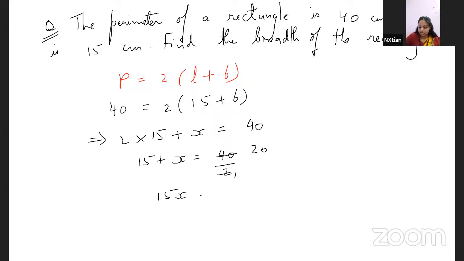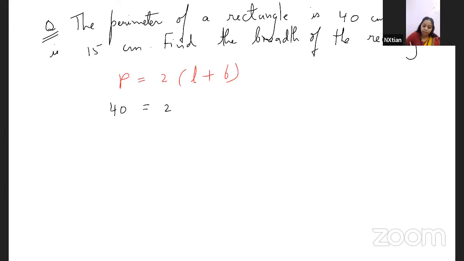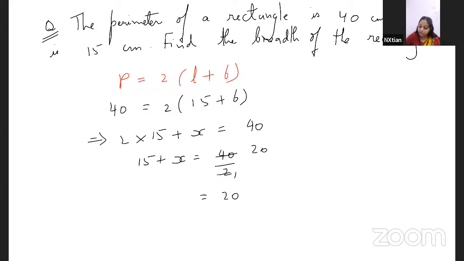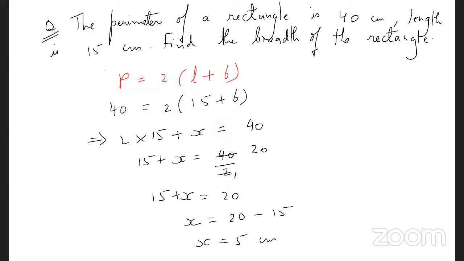Not 15x, ma'am. 15 plus x. Yes. And then x equals to 20 minus 15, which equals to 5 centimeters. Okay, then make a correction in your book.